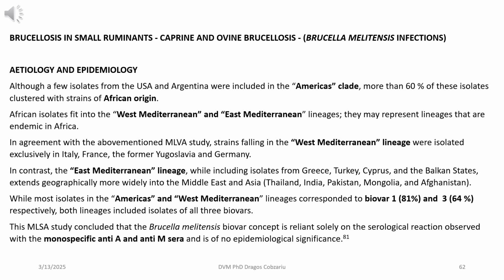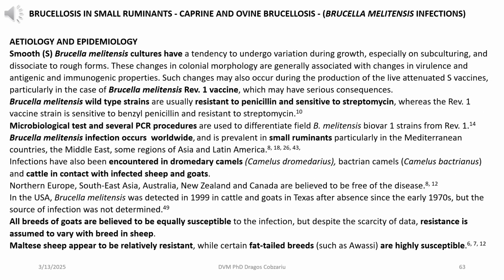This MLSA study concluded that the Brucella melitensis biovar concept is reliant solely on the serological reaction observed with the monospecific anti-A and anti-M sera and is of no epidemiological significance. Smooth (S) Brucella melitensis cultures have a tendency to undergo variation during growth, especially on subculturing, and dissociate to rough forms. These changes in colonial morphology are generally associated with changes in virulence and antigenic and immunogenic properties. Such changes may also occur during the production of the live attenuated S vaccines, particularly in the case of Brucella melitensis Rev 1 vaccine, which may have serious consequences.